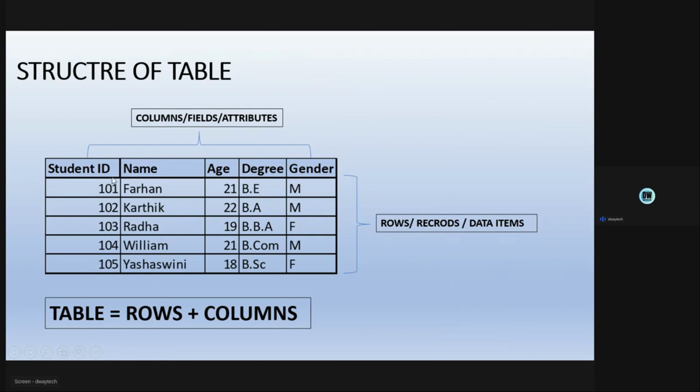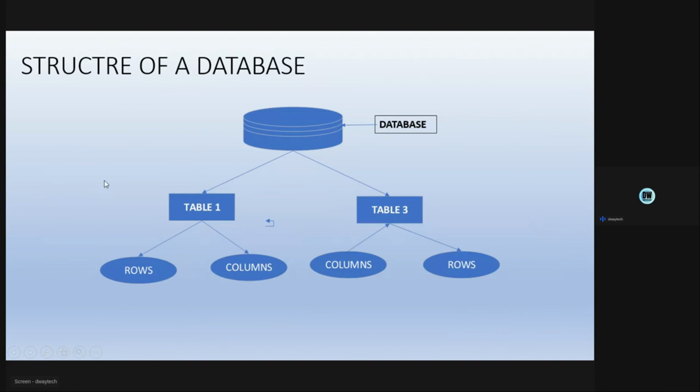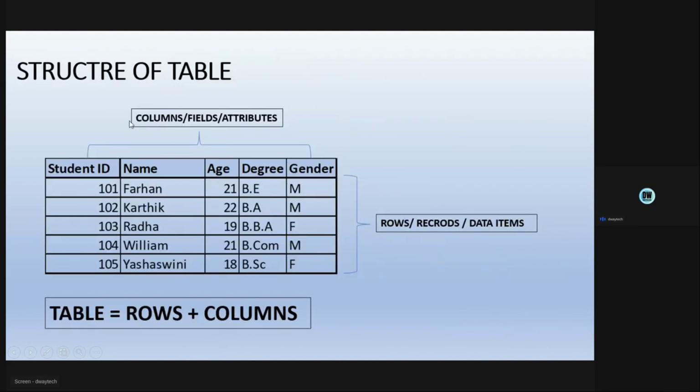See, in this table, in place of columns or fields or attributes, we have student ID, name, age, degree, and gender. In the rows we have entries related to it. We have an entry where the student ID is 101, the name of the student is Farhan, the age is 21, the degree is B, and the gender is male. So basically, a table is a combination of both rows and columns. In columns, we have fields or attributes, and in rows, we have records or data items.